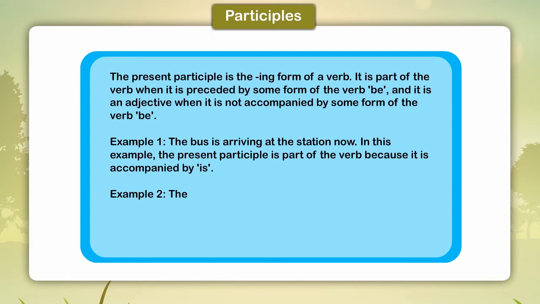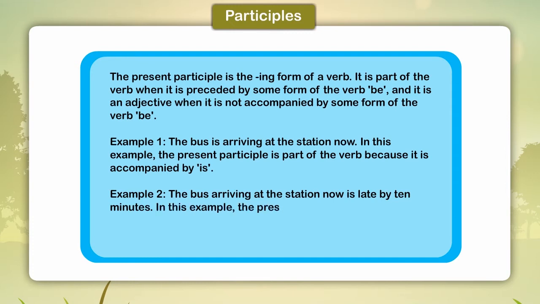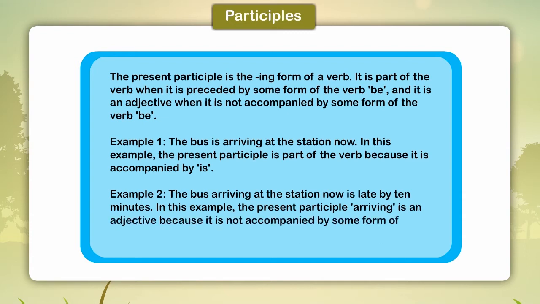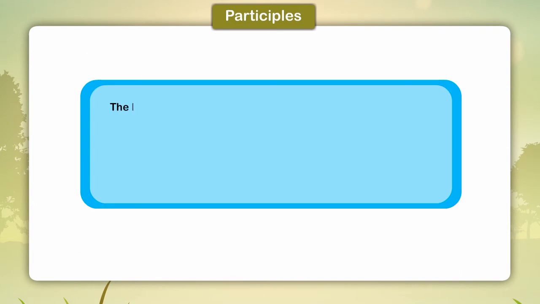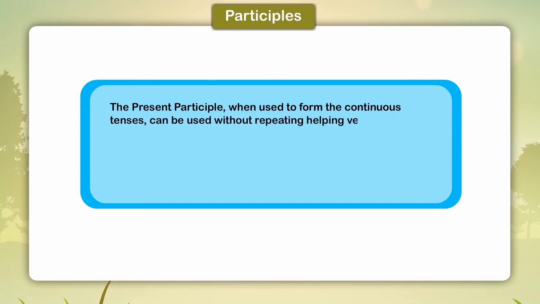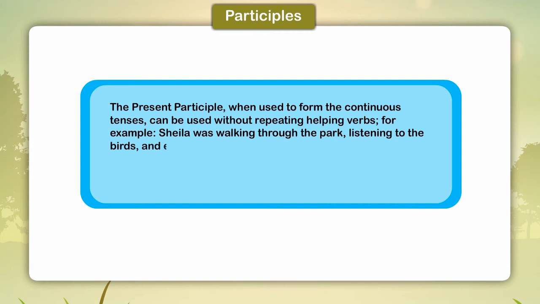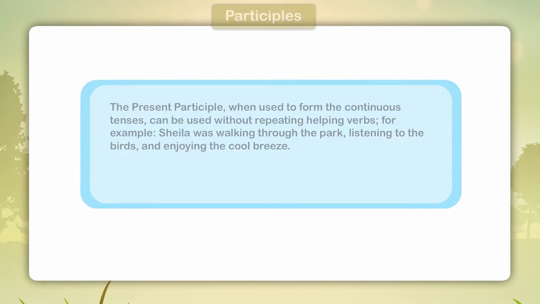Example 2. The bus arriving at the station now is late by 10 minutes. In this example, the present participle arriving is an adjective because it is not accompanied by some form of the verb be. The present participle, when used to form the continuous tenses, can be used without repeating helping verbs. For example, Sheila was walking through the park, listening to the birds and enjoying the cool breeze.